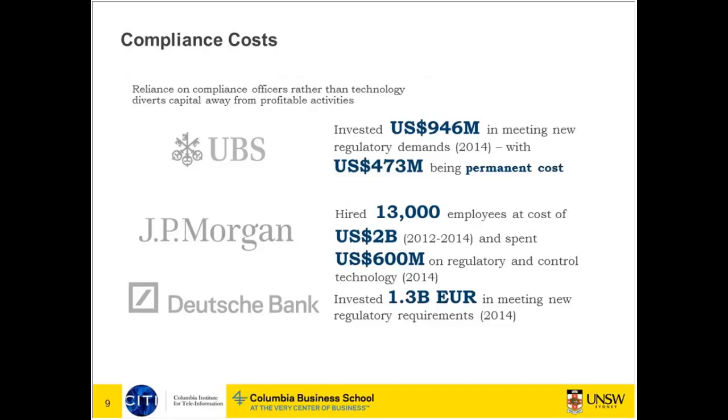And here you'll see UBS investing close to $1 trillion in meeting new regulatory demands in 2014, with $500 billion being permanent ongoing cost of meeting the regulatory demand. JP Morgan hiring 13,000 people and spending $600 million in 2014 on regulatory and control technology, in other words, mostly on Regtech, and Deutsche Bank investing 1.3 billion euro in meeting new regulatory requirements.